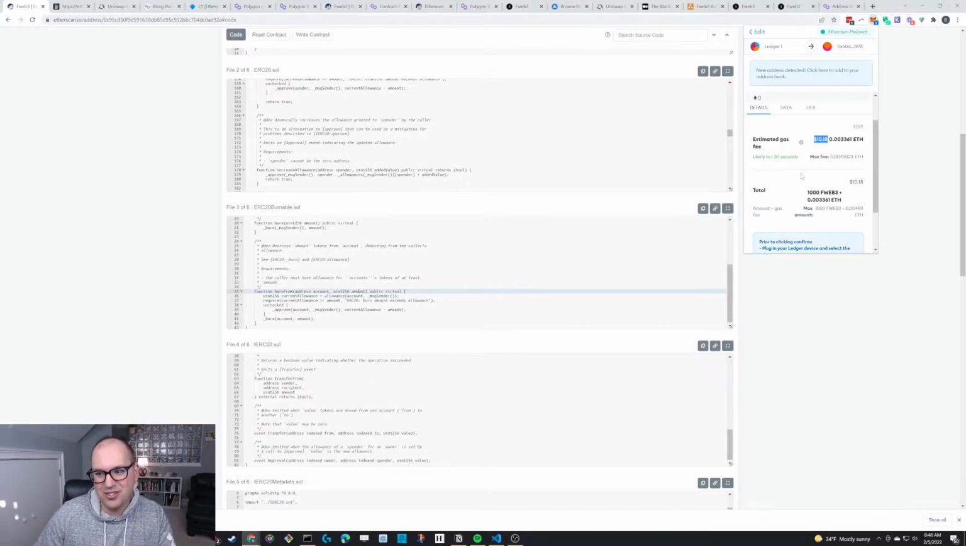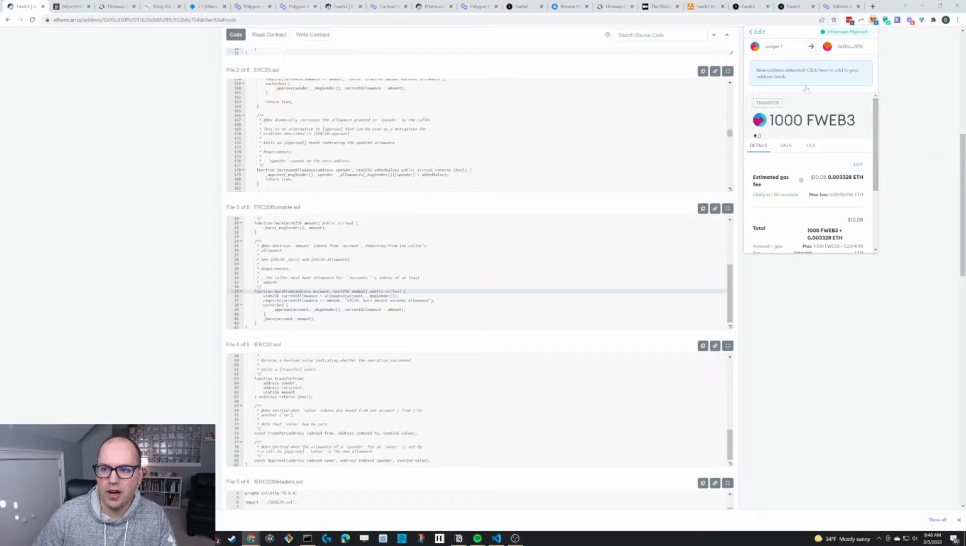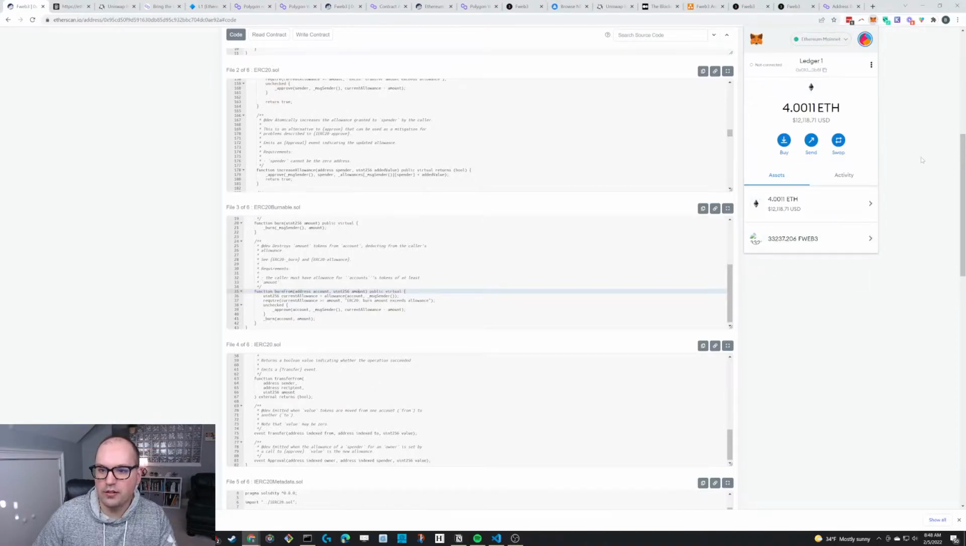So $10 for a transaction right now is not bad, but this has been as high as $20 or $16 based on transactions. So it actually does get a fair bit higher. So let's go ahead and reject that.